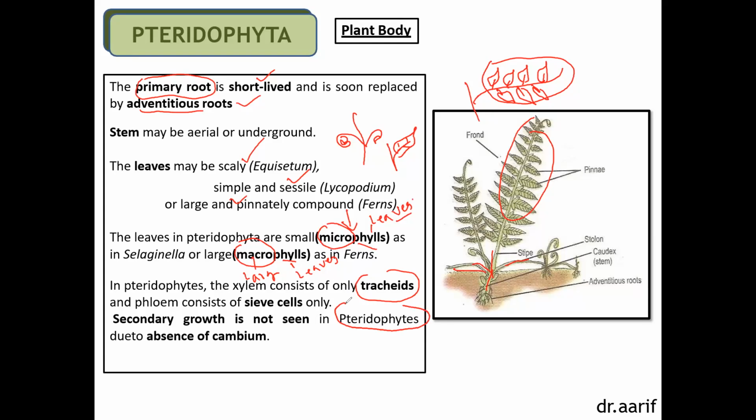Pteridophyteच्या बाबतीत आपल्याला secondary growth पाहायला मिळत नाही, and it is not going to be observed because of the absence of cambium. म्हणजे कॅम्बियम पूर्णपणे absent आहे, आणि कॅम्बियम absent असल्यामुळे आपल्याला जी सेकंडरी ग्रोथ पाहिजे ती सेकंडरी ग्रोथ आपल्याला टेरिडोफाइट्स मध्ये पाहायला मिळत नाही. We are not going to observe secondary growth in pteridophytes. Okay, let's move to the next.